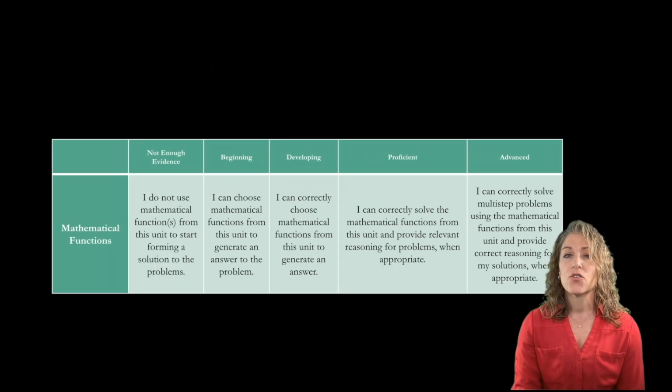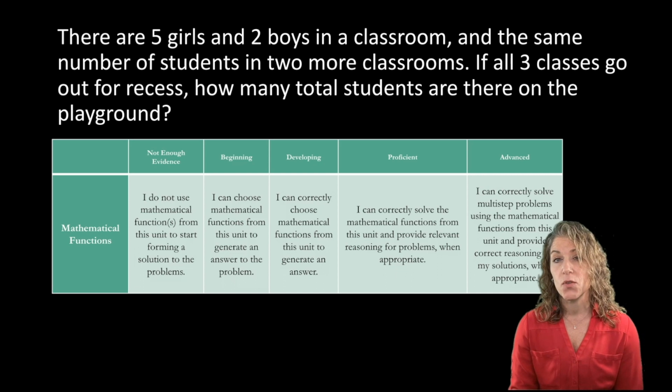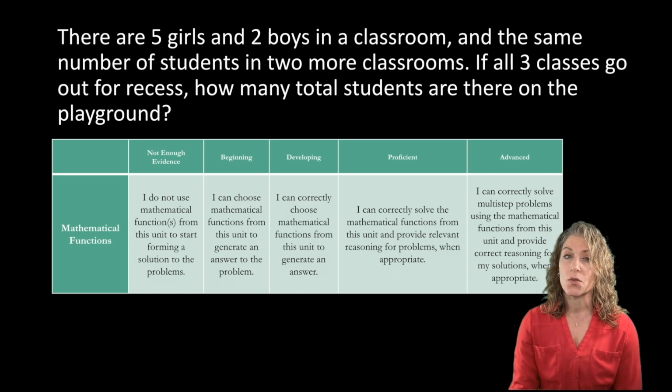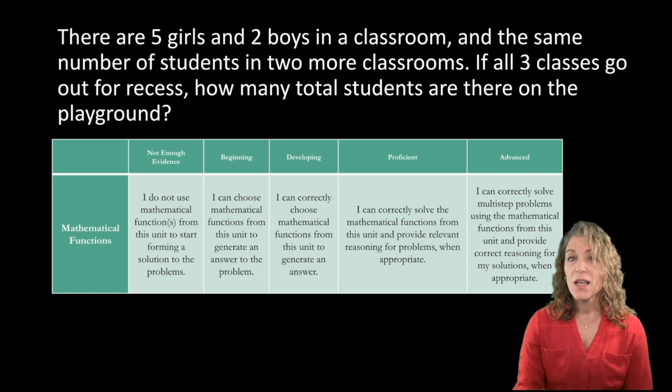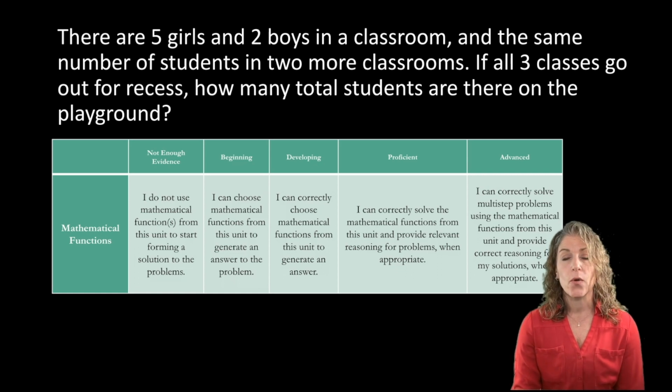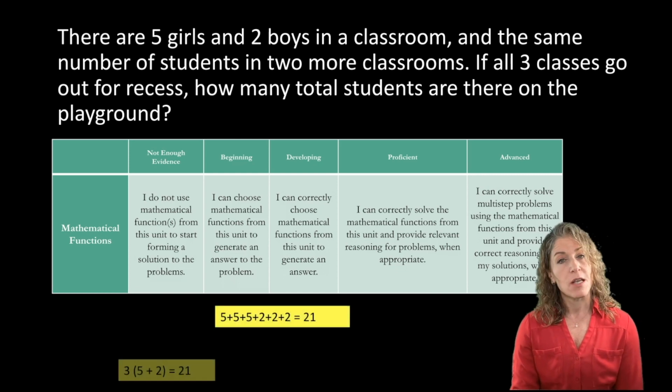The teacher can choose to ask a question like, there are 5 girls and 2 boys in a classroom and the same number of students in 2 more classrooms. If all 3 classes go out for recess, how many total students are there on the playground? You can use that problem instead of the original and still use the same rubric, scoring all students on where they land. Did they treat it like a single-step problem or a multi-step problem?